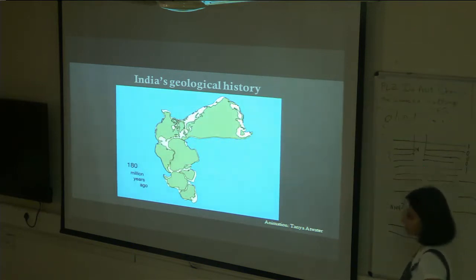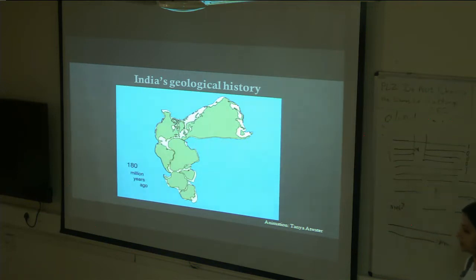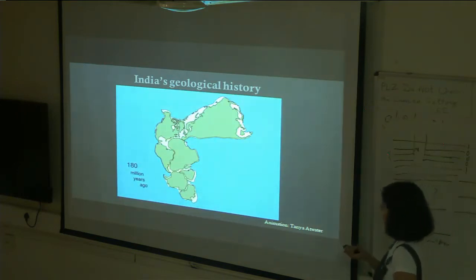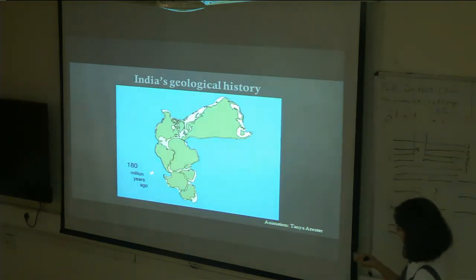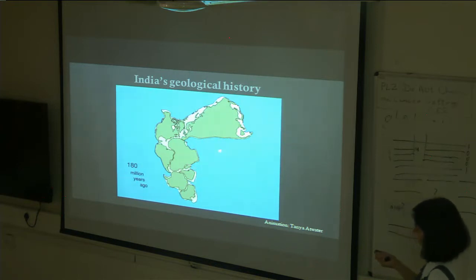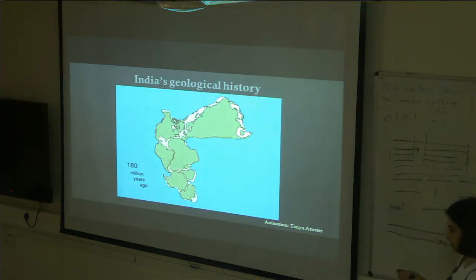But we know that India was part of Gondwanaland, and then about 160 million years ago, Gondwana split into East and West Gondwana. India was part of East Gondwana along with Madagascar, Australia and Antarctica, and West Gondwana was Africa and South America. Then India and Madagascar broke away from Australia and Antarctica, and finally, around 90 million years ago, India broke away from Madagascar and started drifting northwards towards Laurasia.